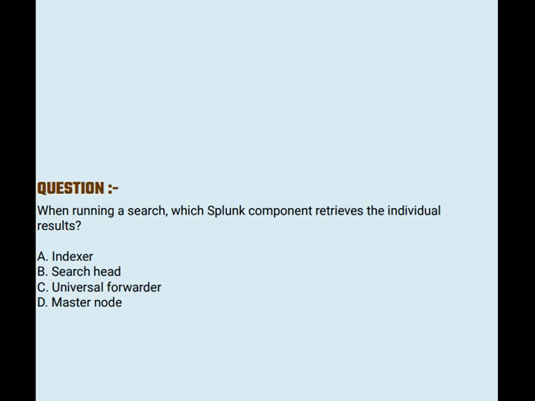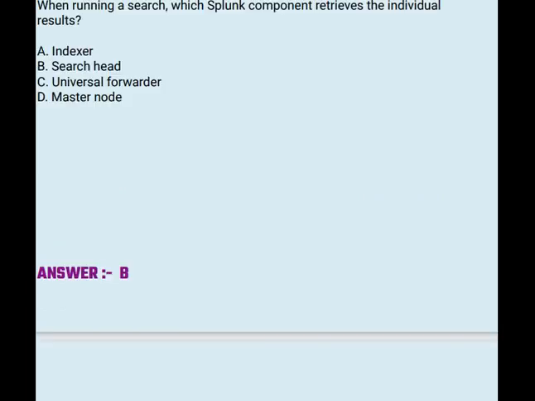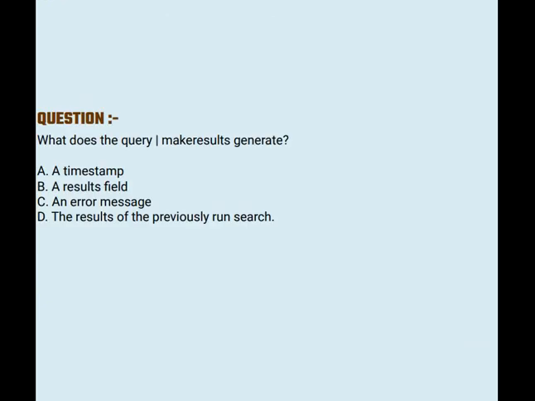The correct answer is option B. Next question is, what does the query iMaker results generate? Option A, a timestamp. Option B, a results field. Option C, an error message. And option D, the results of the previously run search.